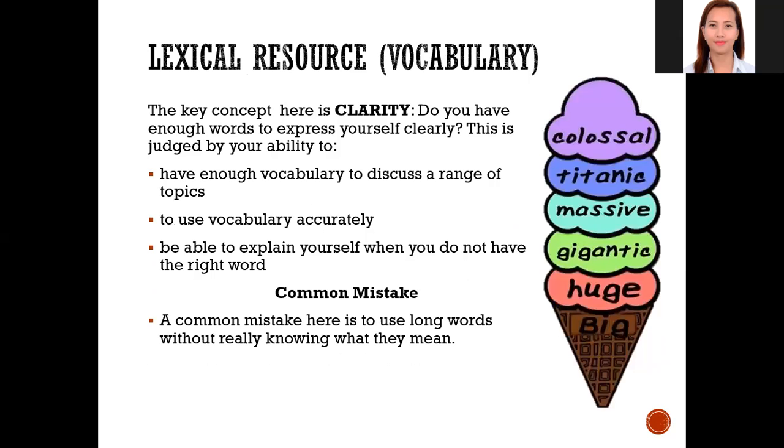Okay. Lexical resource. This is the vocabulary. So the key concept here is clarity. Do you have enough words to express yourself clearly? This is judged by your ability to have enough vocabulary to discuss a range of topics, to use vocabulary accurately, and to be able to explain yourself when you do not have the right word, and that is what we call circumlocution. So if you cannot really remember the right word, then try to describe a particular thing in simple words, as long as your listener can imagine what you're trying to say.